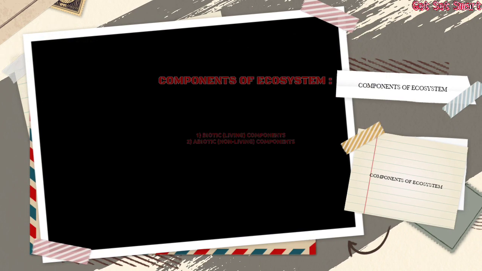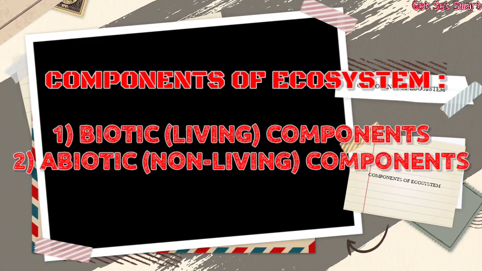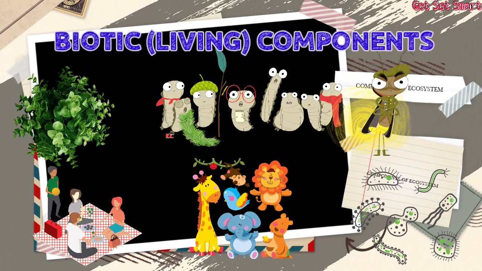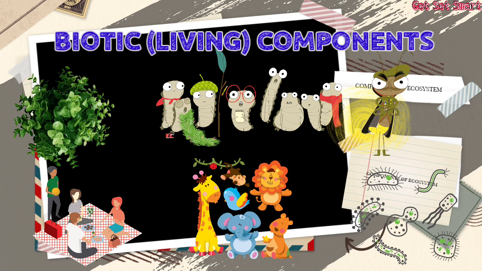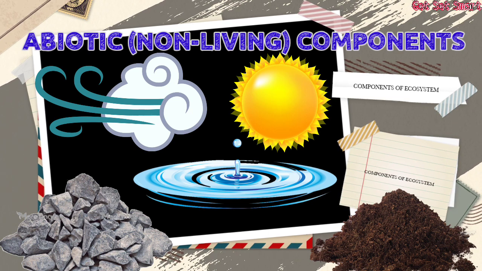These things are also known as components of ecosystem, and we can classify all the components of ecosystem into two types. The first one is biotic or living component, then second one is abiotic or non-living components. Biotic components are basically plants, animals, insects, microorganisms along with human beings. Abiotic components are sunlight, water, wind, soil, rocks, etc.